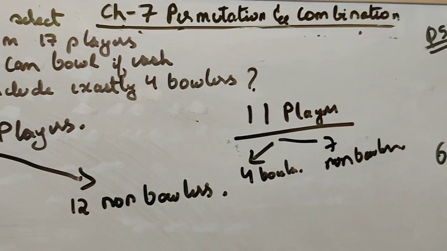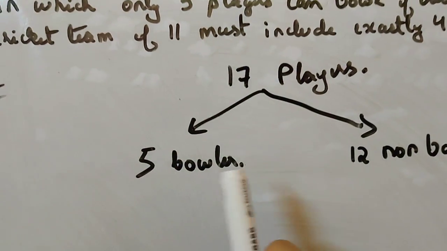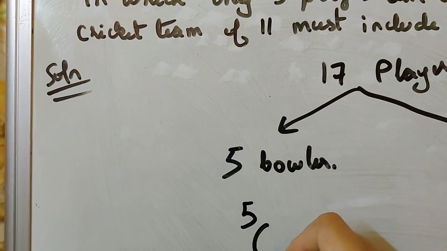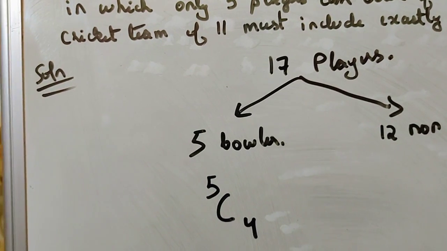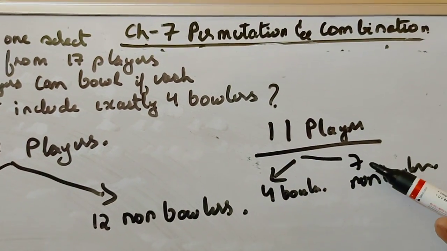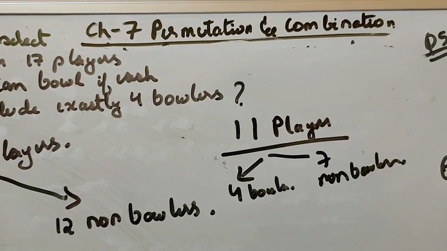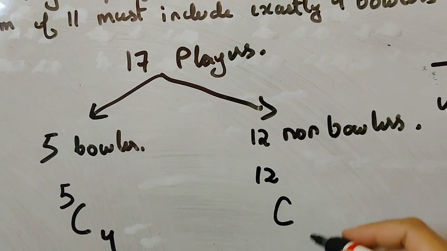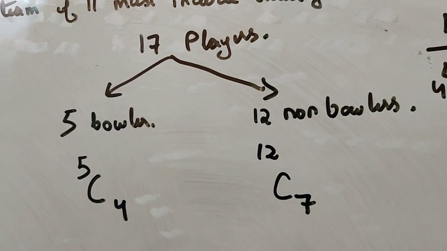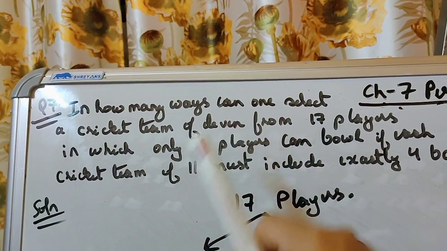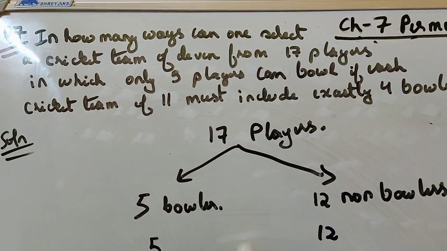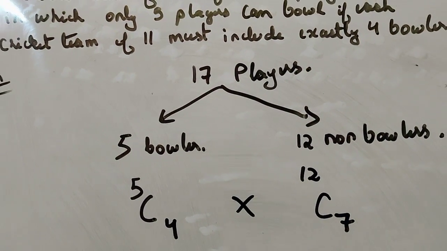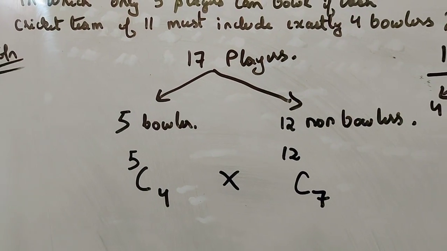Now 4 bowlers I am going to select from the total 5 bowlers, isn't it? So here my n will be 5 and my r will be 4, 5C4. Now the rest, out of 11, 7 will be my non-bowlers. So I am going to select it from the non-bowlers part, that is 12C7. Now you see 7 plus 4 gives me 11, and 12 plus 5 is 17, the total players. Here also I am going to use multiplication.